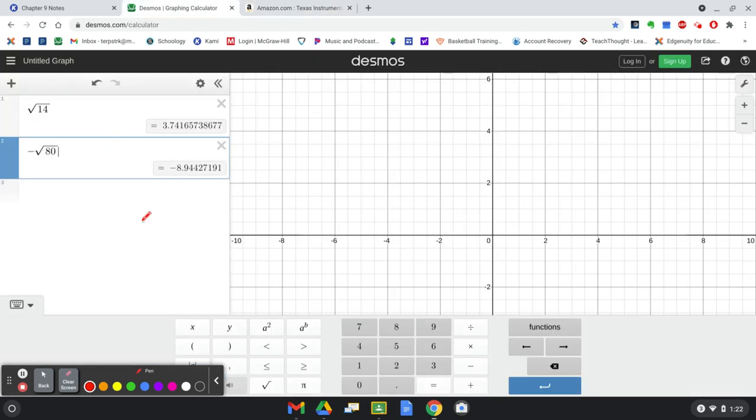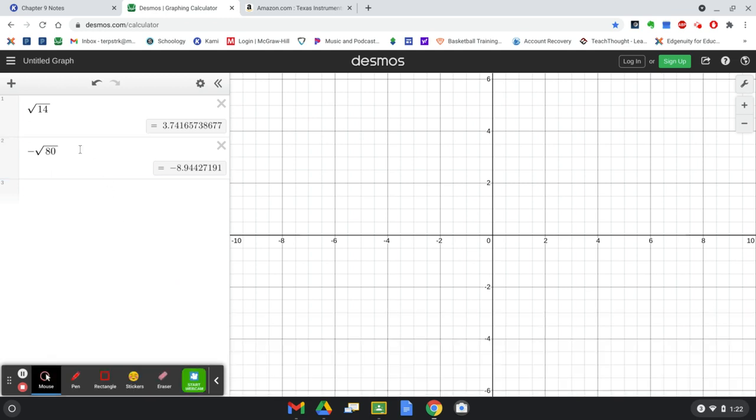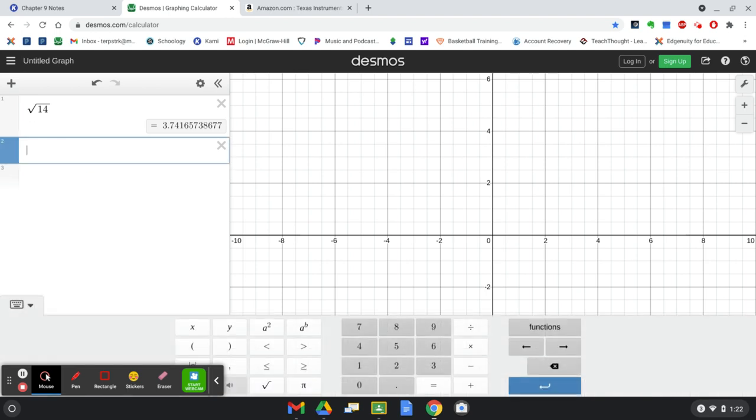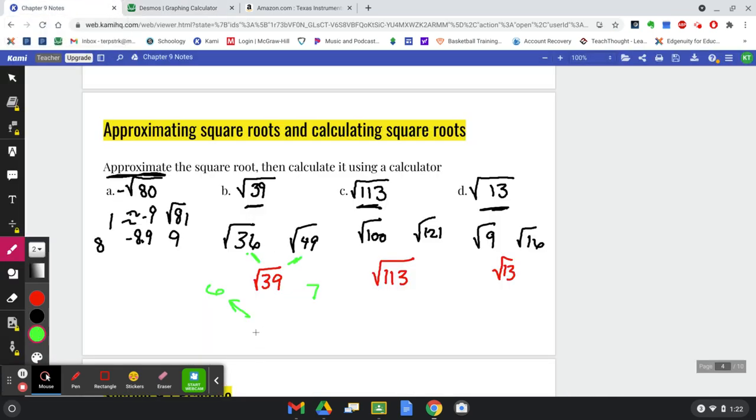So if we go on Desmos, I think I can do this now. Okay, so if we go on Desmos and we wanted to type in the square root, so I'm going to go square root of 39, right? And we get 6.2. So the square root of 39 was 6.2. That's my exact, right? It was closer to 6.